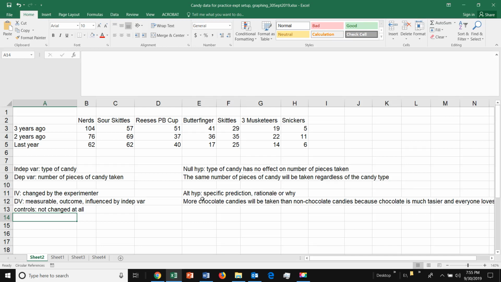Another important thing for me to mention while I'm thinking about it is a different control. So we talked about the type of dish. A different control would be the number of pieces to start with. If you have a different number of pieces of each candy, then that can also influence your result. And so we would have to start with the same number of pieces of candy.